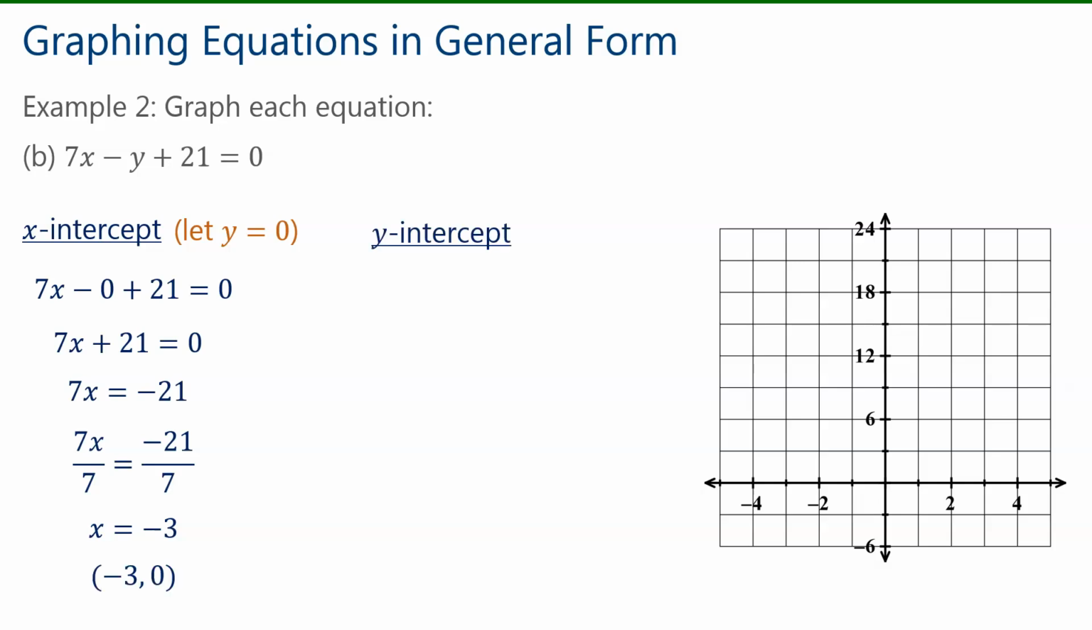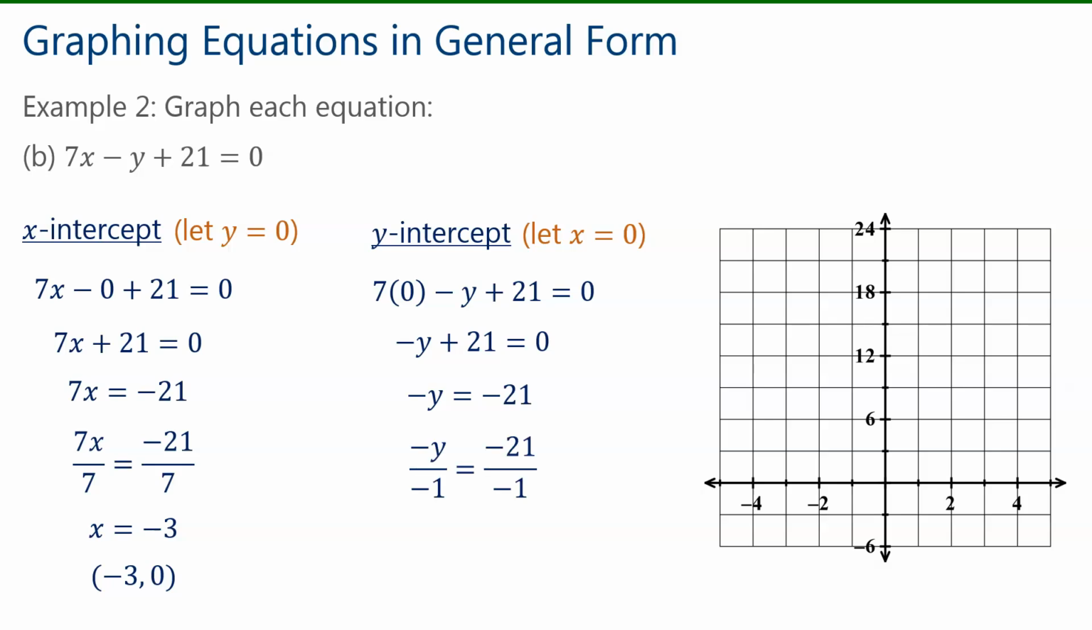Now the y-intercept. Go ahead and let x be 0. Now the first term is gone, leaving us with -y + 21 = 0. Bringing the 21 over, we get -y = -21. And in front of that y is really a -1. So that's what you need to divide both sides by. And that will give you a value of 21.